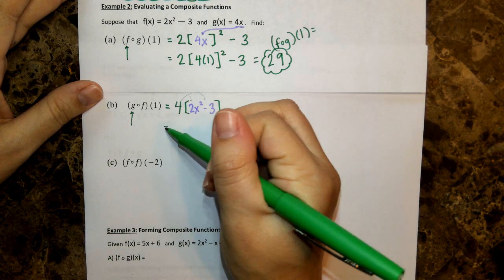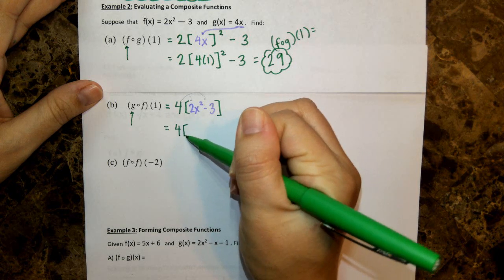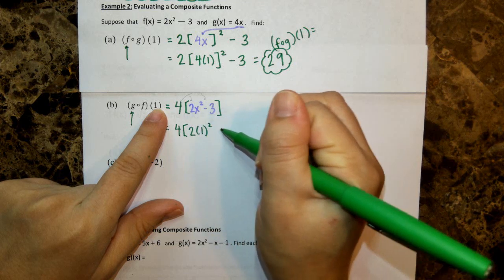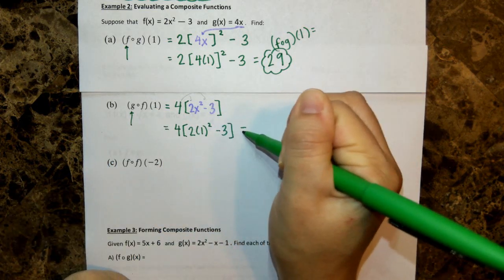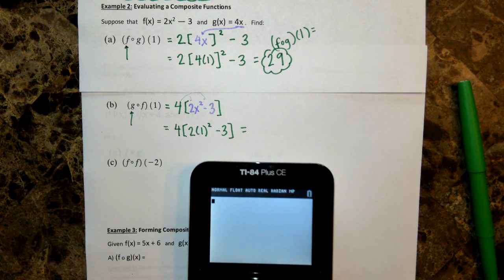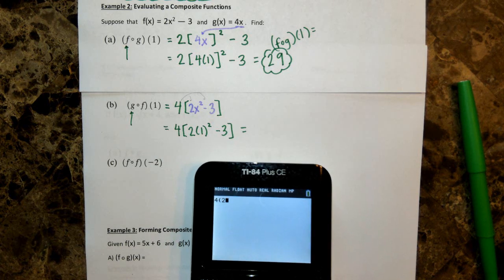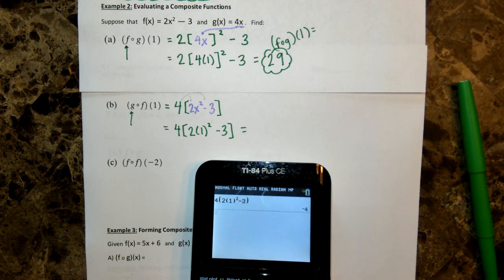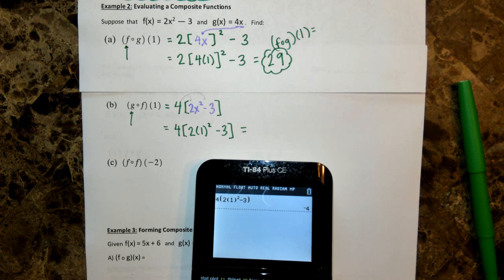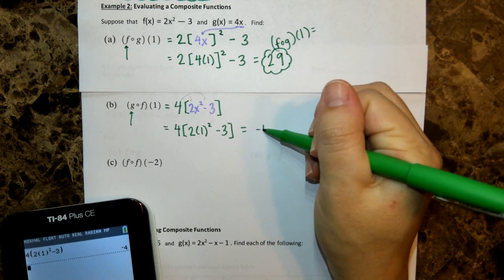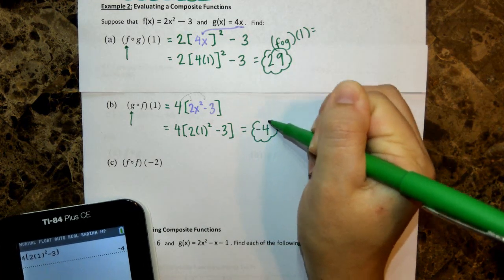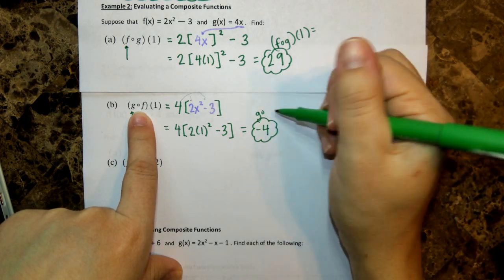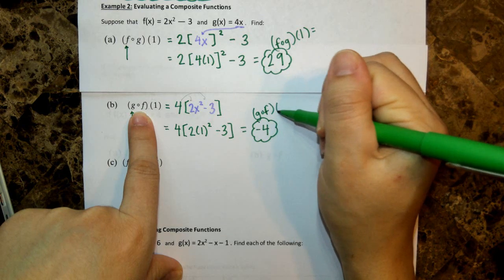All right, I'm going to figure out what is 4 times 2, and instead of x, I'm plugging in the number 1 squared minus 3. I'm just going to do the math using my calculator. 4 times 2 times 1 squared minus 3. And I got negative 4. So there's our answer. Okay, and this is g. I just like to label it. This is g composed with f of 1.